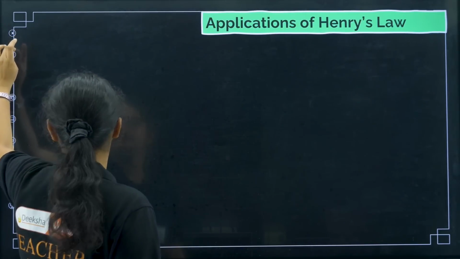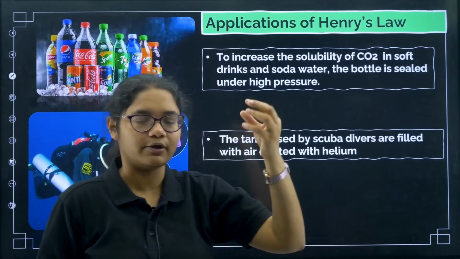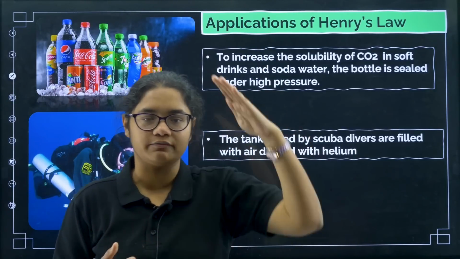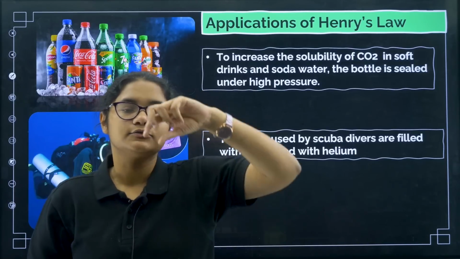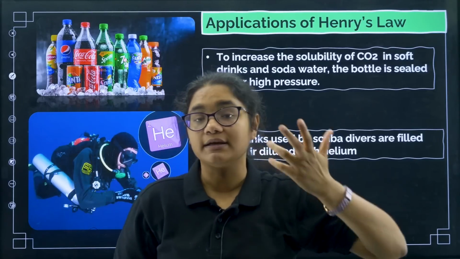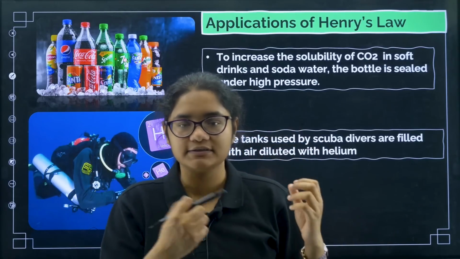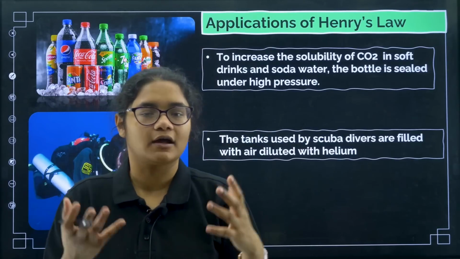We have three major applications. The first one is the solubility of carbon dioxide in soft drinks. When we give very high pressure, the carbon dioxide gets dissolved in that. So when you release the cap, when you open the seal, you are releasing the pressure. So pressure is decreasing, solubility will decrease. That is why we see the carbon dioxide gas coming out.